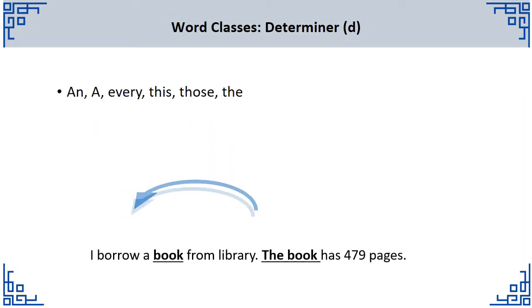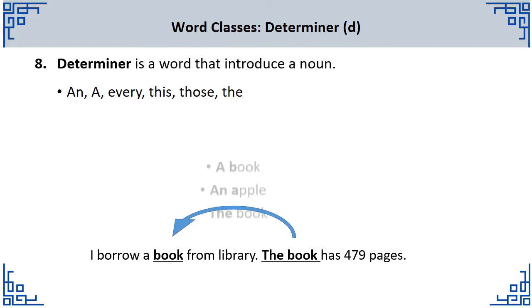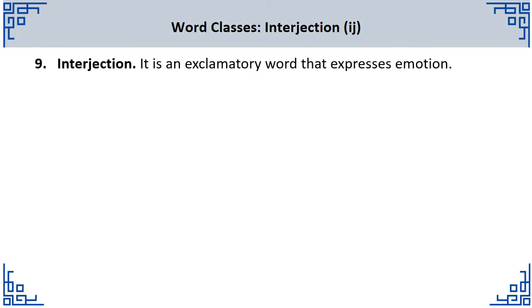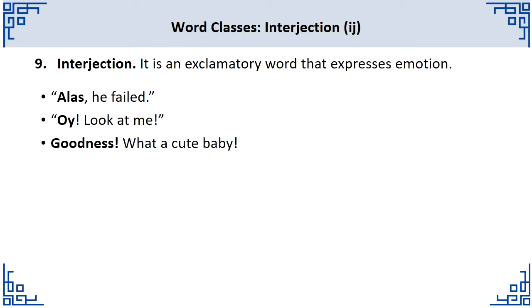Next, it is about determiner. So a determiner is a word that introduces a noun. Determiners consist of an, a, every, this, those, the, etc. So you can see the example. Next, interjection. An interjection is an exclamatory word that expresses emotion. So the example is, alas, he failed. Oi, look at me. Oh goodness, what a cute baby.